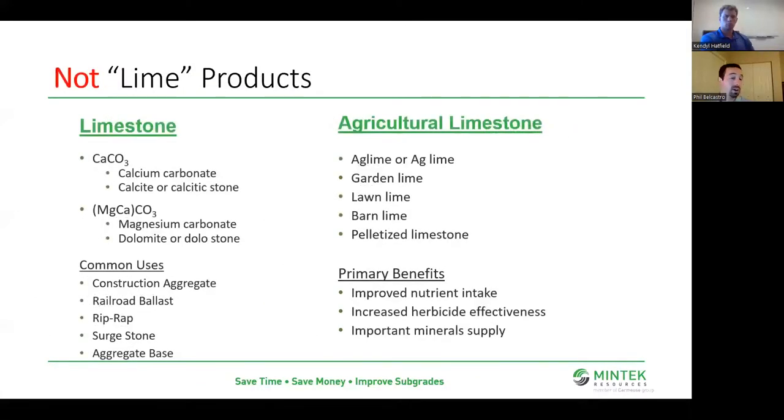So once again, what we're not talking about today is simply limestone, calcium carbonate, magnesium carbonate. Those things will help us, maybe in construction for aggregate base course or riprap, things like that. Or for our farming friends, the ag lime, barn lime, lawn lime, all those terms are associated with just pulverized limestone. So not going to help us in the construction world. They'll help them amend their fields and get some nutrients to those crops. But remember, that stone does not share the same chemical properties as the lime that I'm talking about today.